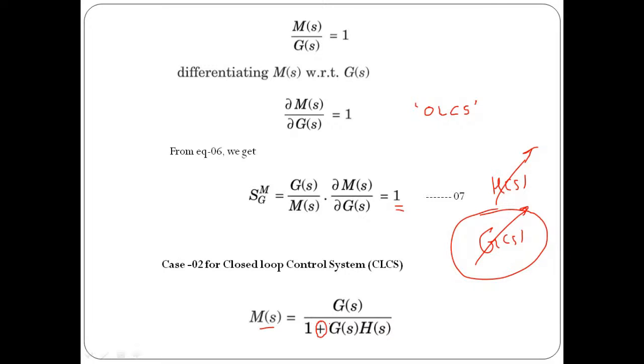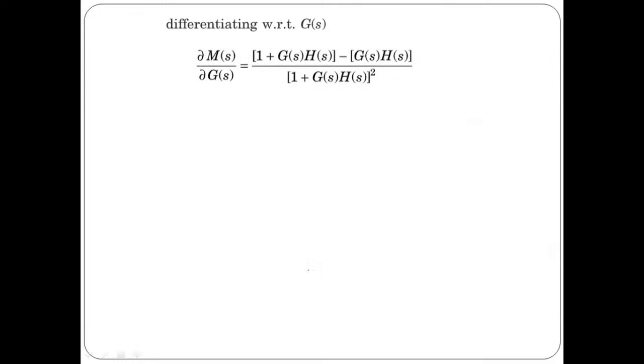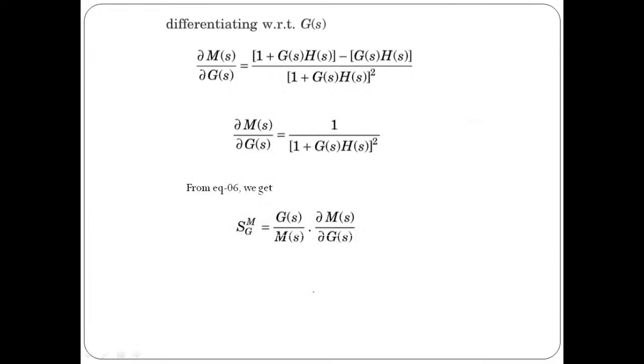So the moment we take a negative feedback system, we will have a plus sign in the denominator polynomial. This is important. So M(s) equals G(s) upon 1 plus G(s) into H(s). Now again apply the same topology. Take the derivative, and if you apply that logic over here, you will get the expression for this derivative as 1 upon (1 plus G(s) into H(s)) whole square.